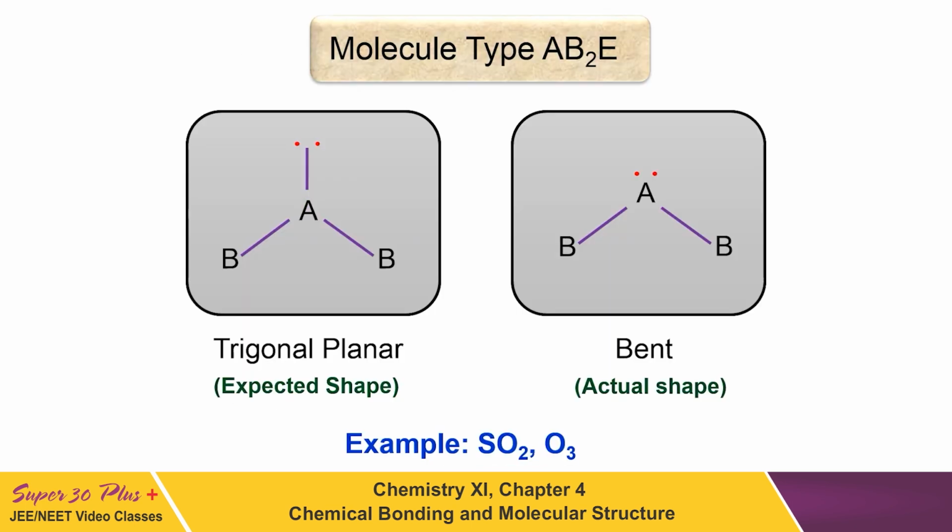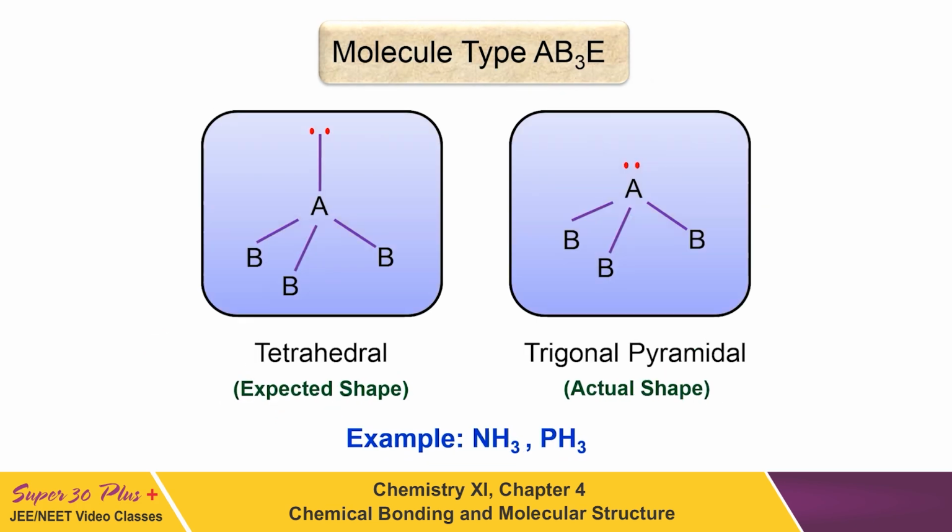In the molecule AB2E, this is the shape, trigonal planar, and if 1 lone pair is there, this is 3 plus 0, no lone pair, and 1 lone pair is there. If 1 lone pair is there, it is bent shape, angular. Another example, tetrahedral, 4 plus 0. This is also triangular pyramidal, but 3 plus 1. So this structure is called trigonal pyramidal. Trigonal pyramidal structure.